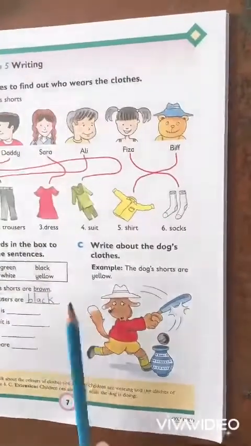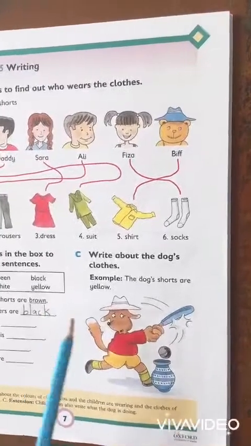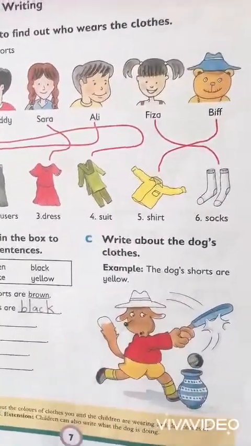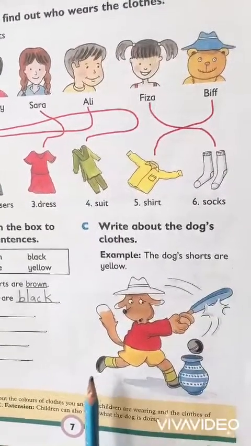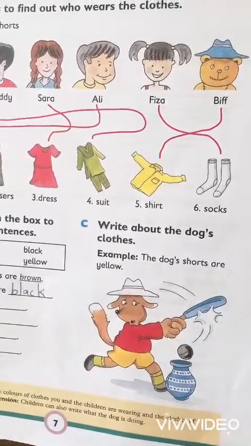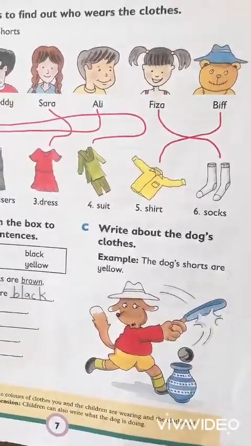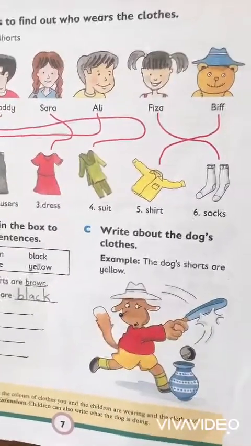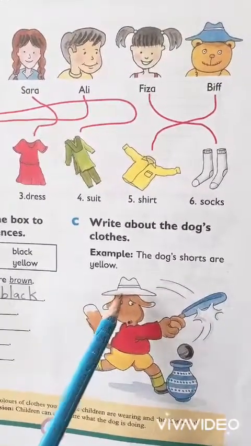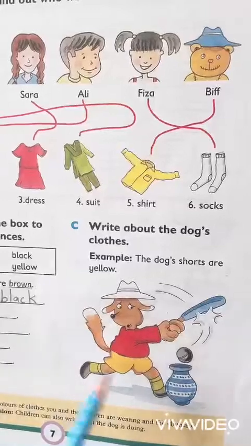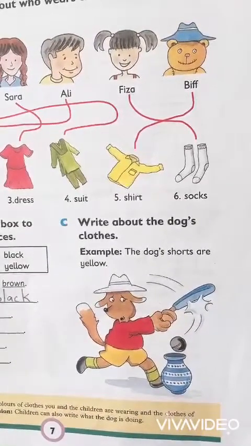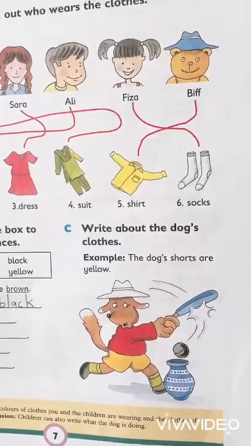Okay. Exercise C. Write about the dog's clothes. Example, the dog's shorts are yellow. Now you have to write about the dog's shirt color, socks color, shoes color. Now this is your homework too. Dog is wearing a cap and the cap is of which color, you have to write this on your English rough copy.